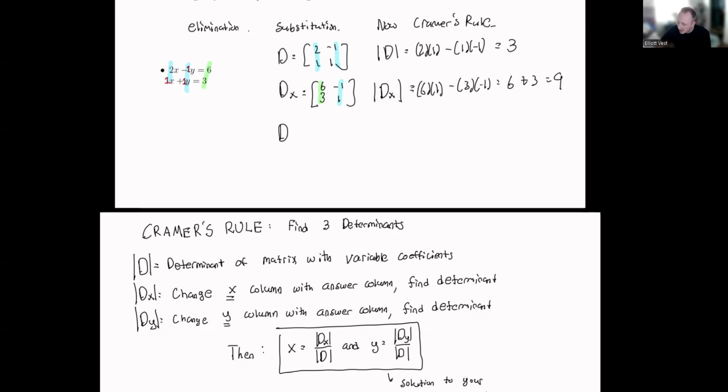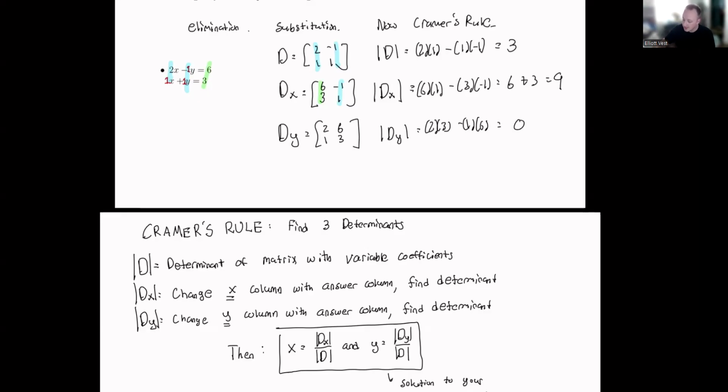And then lastly, I do the same with my y's. I leave my x column the same, and then I change my y column to the answer column. That's what Dy is. So how do I find this? The determinant of this is 2 times 3 minus 1 times 6. And that is going to be 6 minus 6, or 0 here.